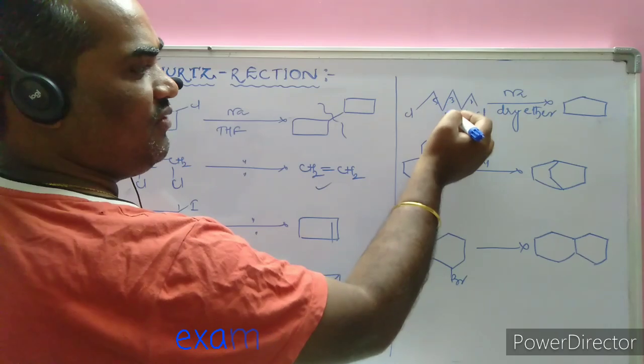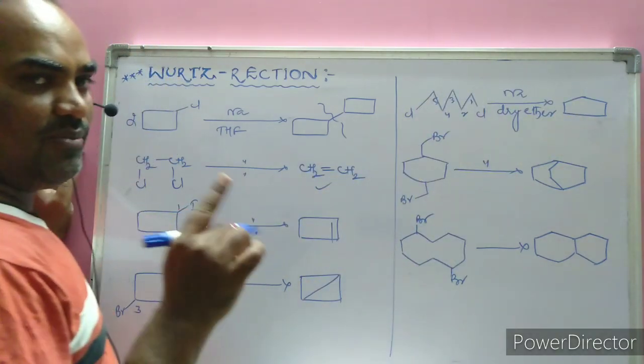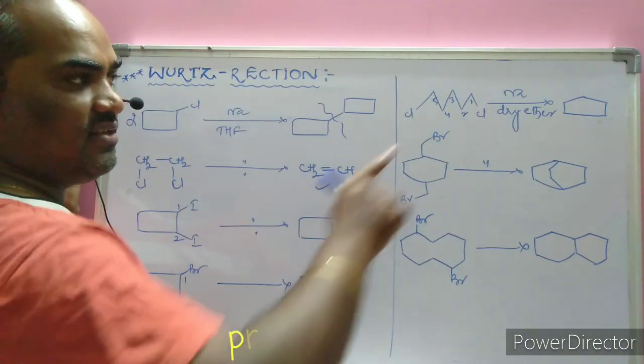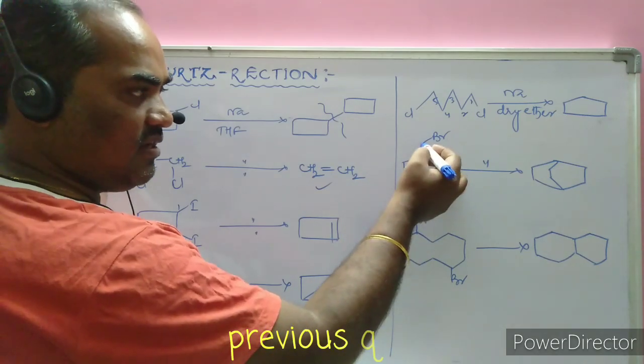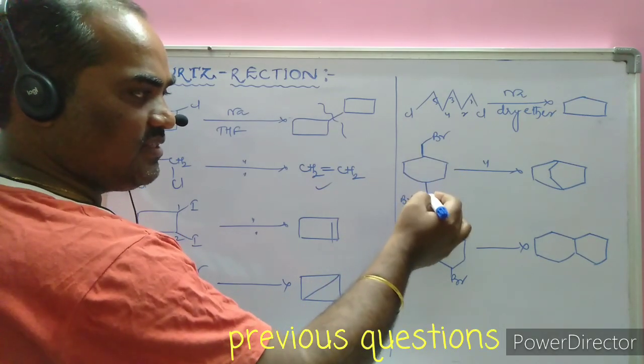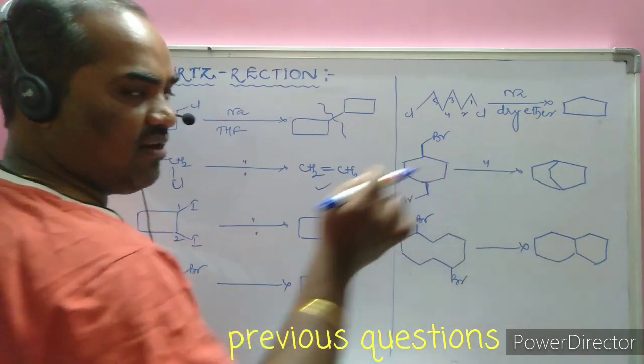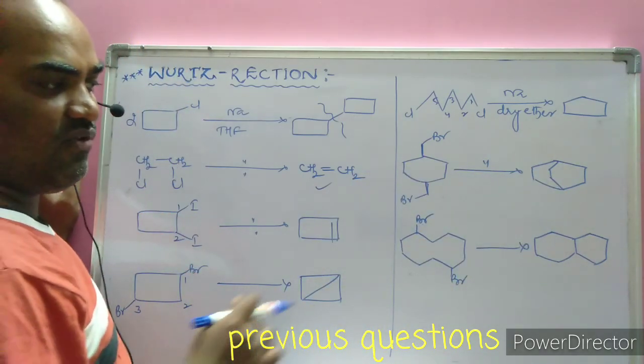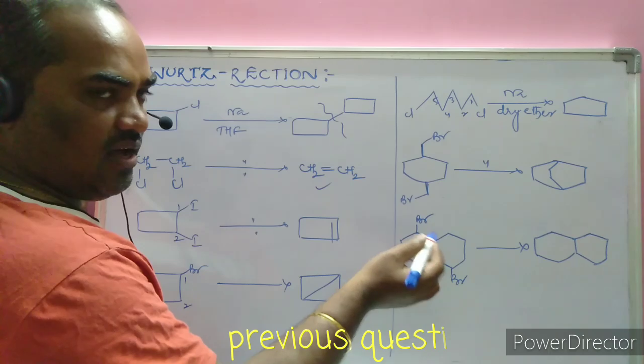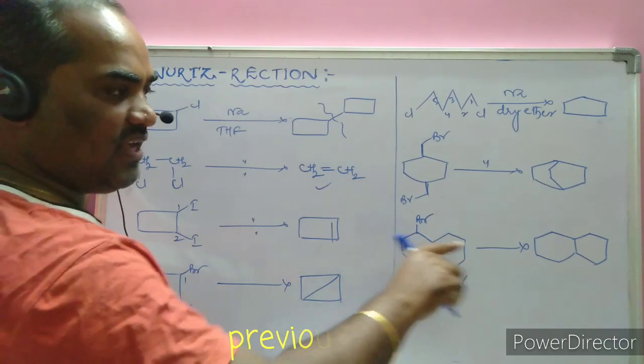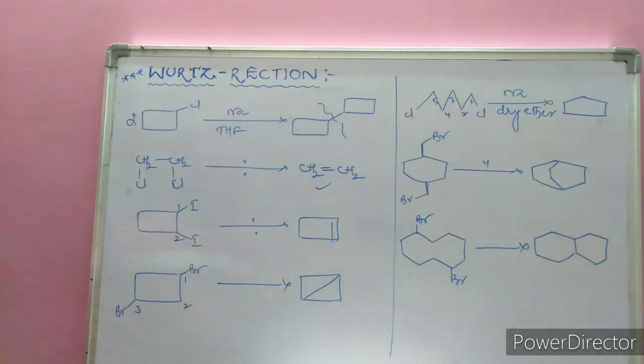Here 1, 2, 3, 4, 5 is given. That's what 1,3 or 1,n means: cyclization will take place. Here one carbon atom bridge is there. Here one carbon atom bridge is there. Like this, bridged compounds will form. Here also, except 1,2 dihalo, it will take place. Hence, two cycles or alicycles are forming.